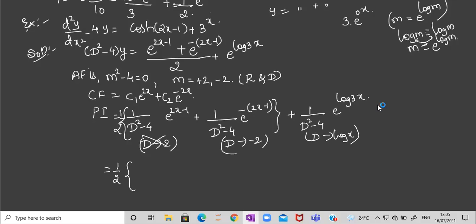No. Don't replace. Yes, it becomes 0. Don't replace means what is the step? Multiply by x, and what is the differentiation of d square minus 4? 2D. Minus 0. Correct? E raised to 2x minus 1. This is same. Again, multiply by x and differentiate.